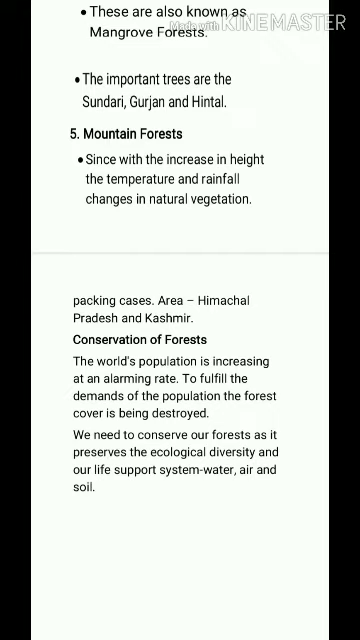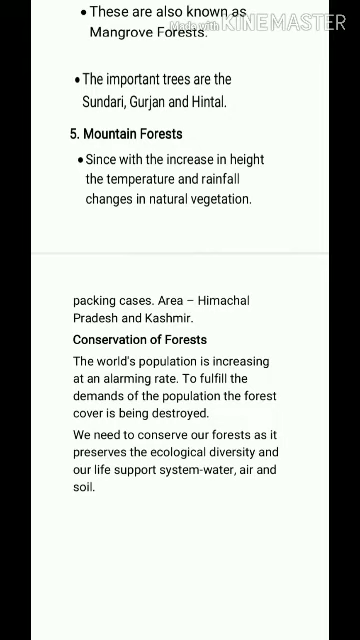Uses of important trees: Chir, for resin and turpentine, in Kashmir and UP areas. Deodar, for railway sleepers and construction purposes, in Himachal Pradesh and Kashmir area. Others are used for making paper, matches, and packing cases.